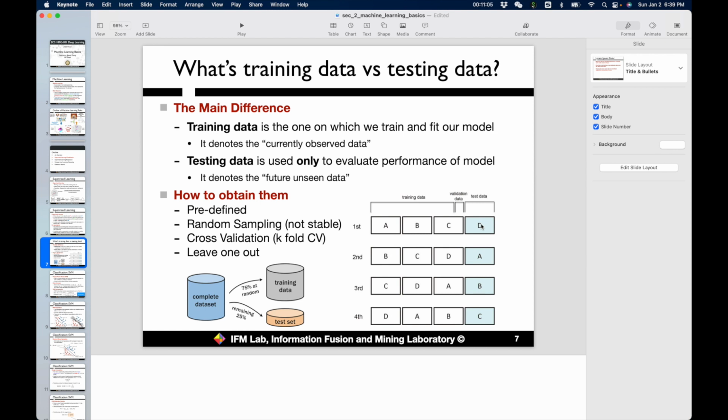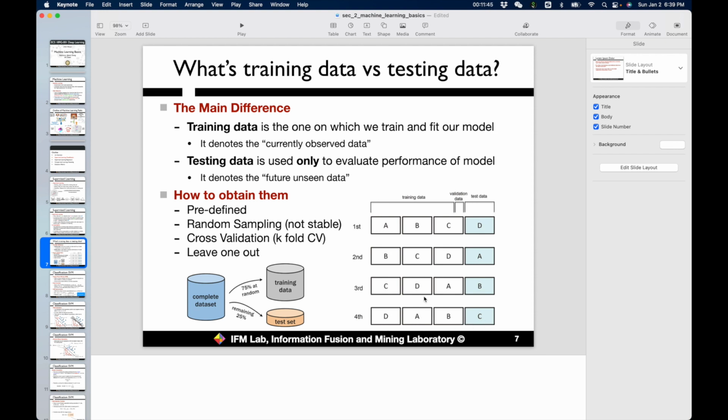So for cross-validation, normally we need to do several folds. Several folds means we need to do this several times. The first time, we can use D as a testing set, and A, B, C as a training set. Someone may ask, can we use A as a testing set? Yes, we can also do so. In the second round, we use A as a testing set, and B, C, D as a training set. In the third, we use B as a testing set, and C, D, A as a training set. In the fourth round, we use C as a testing set instead.